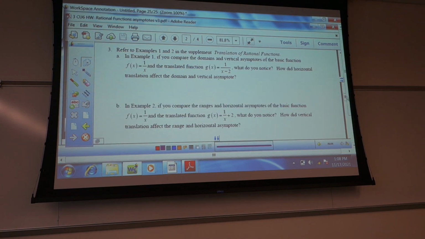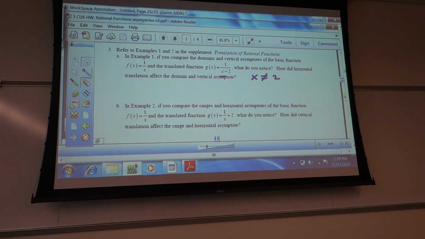If you compare, in example 1, this is our original function, and we translated it over here. What did we notice? How did the horizontal translation affect the domain and vertical asymptote? Look at the one we just did. What's my domain now? X can't be what? Look at it, we just did it. You can pull your sheet out if you want. What can X not be? 2.